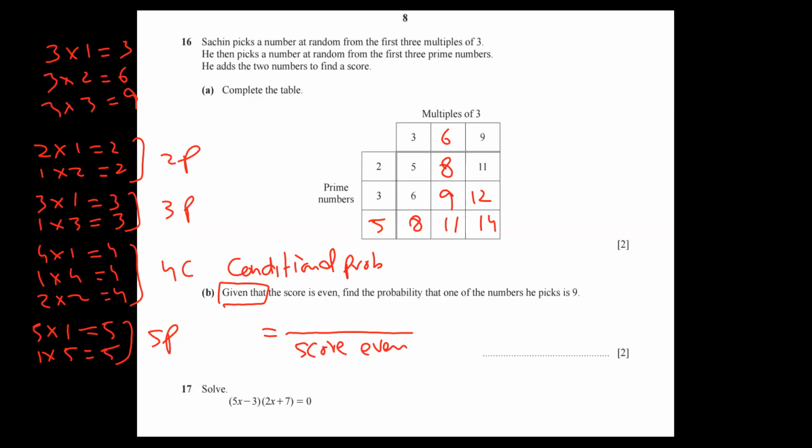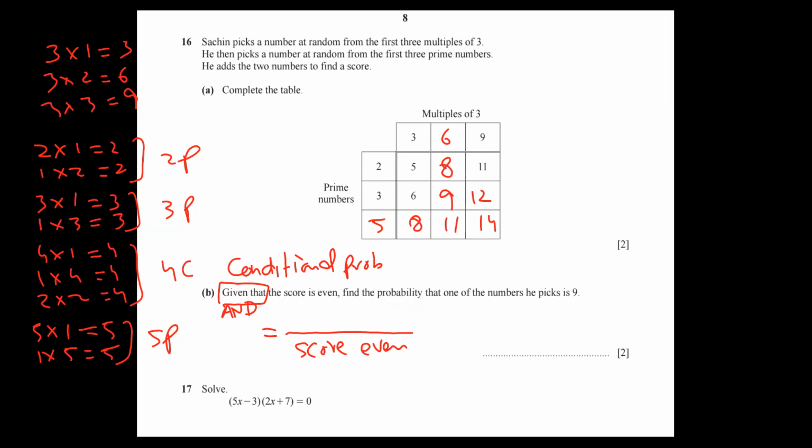How? Find the probability that one of the numbers he picks is 9. But you will read it all together. And this word "given that", you replace by "and". And now read it all together. Find the probability that one number he picks is 9 and the score is even. Like this is a way of reading.